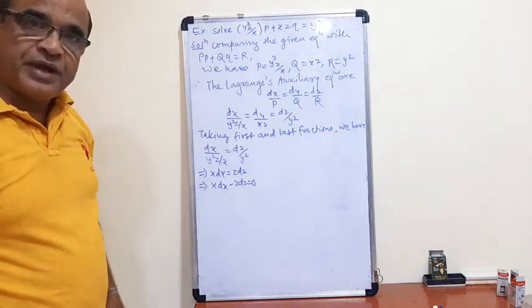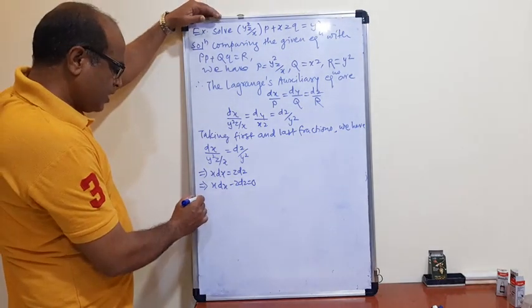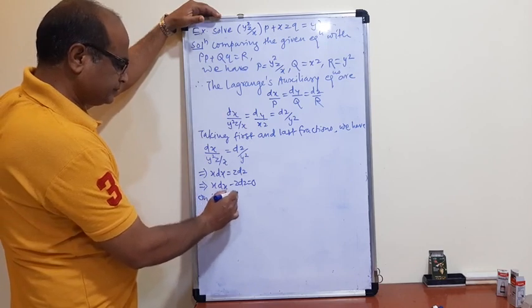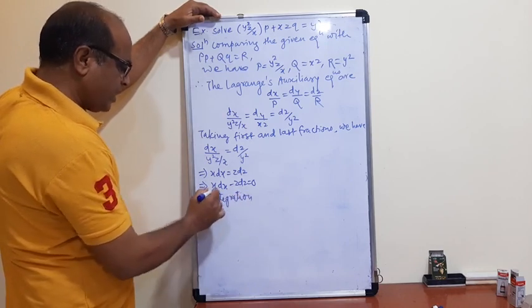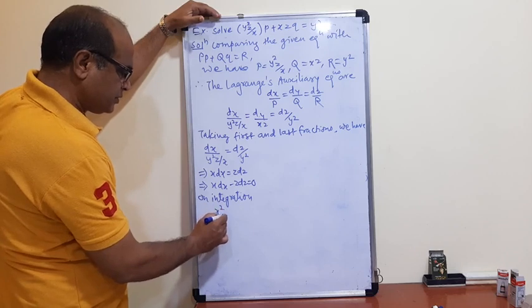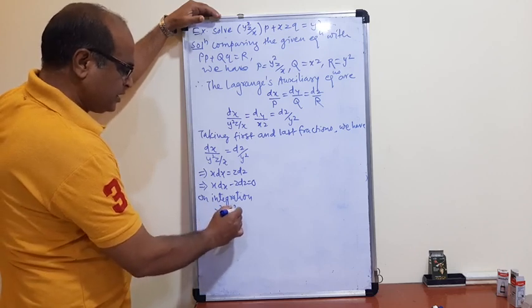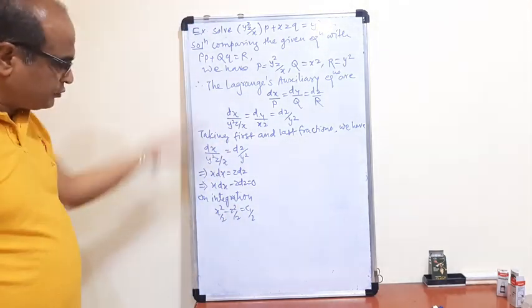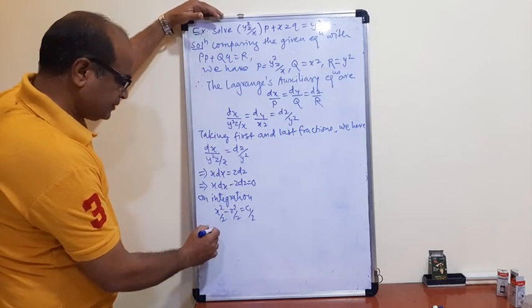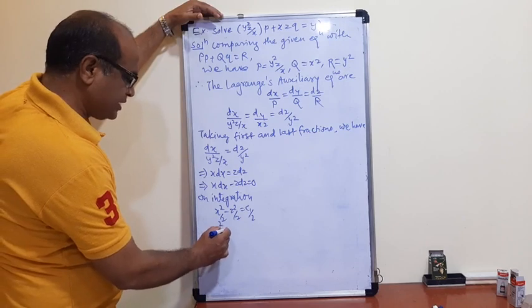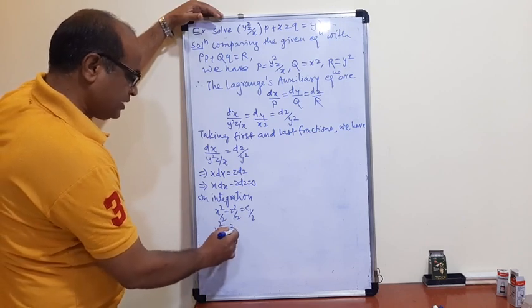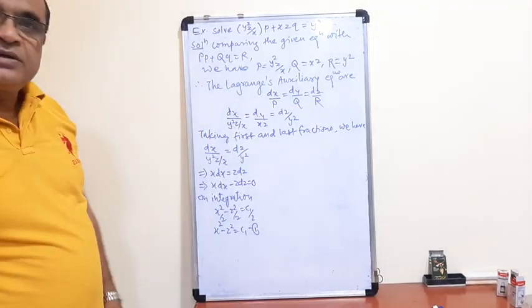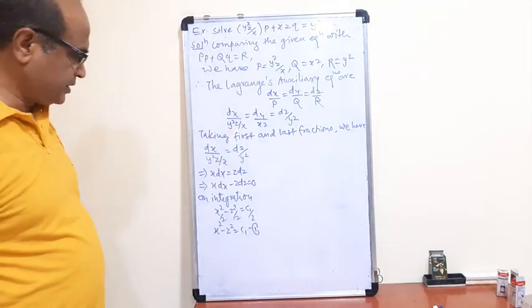So on integration we get x square upon 2 minus z square upon 2 is equal to c1 upon 2. So that is the integrating constant. So 2 gets cancelled. So that is x square minus z square is equal to c1. So this is one part of the solution here.